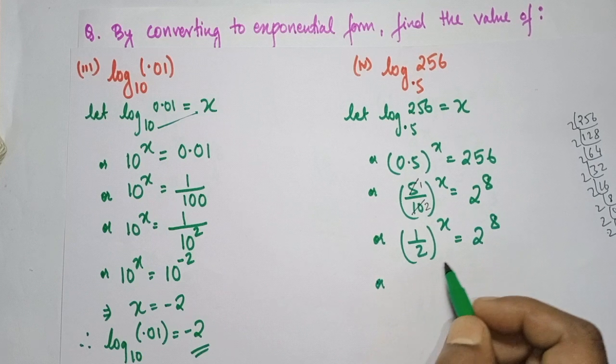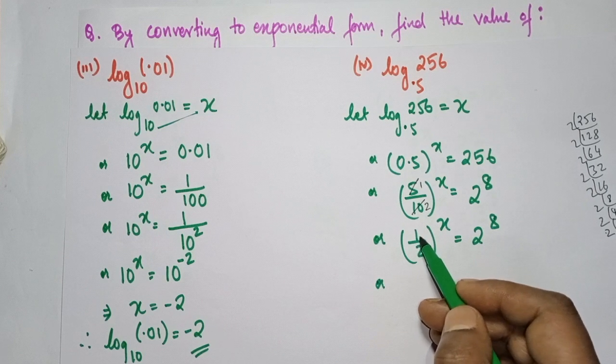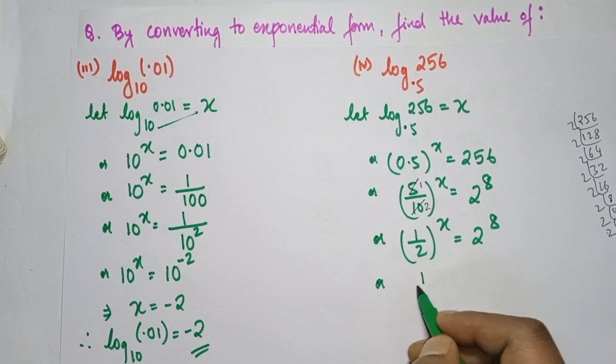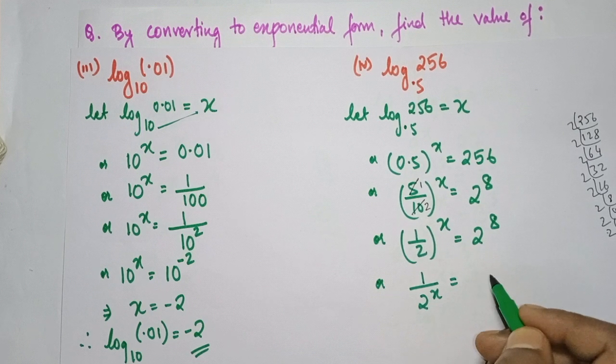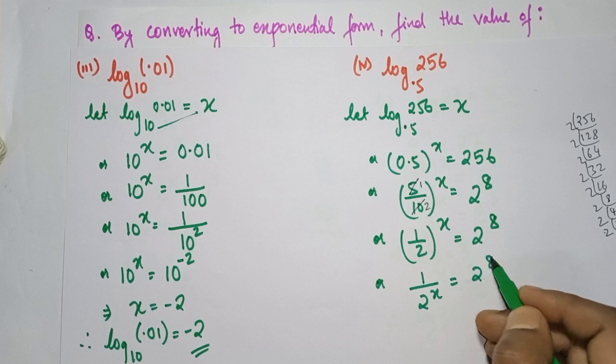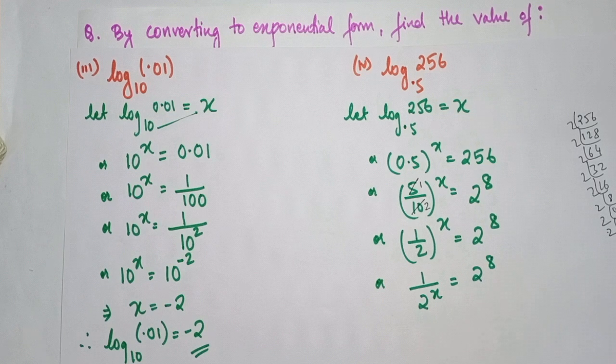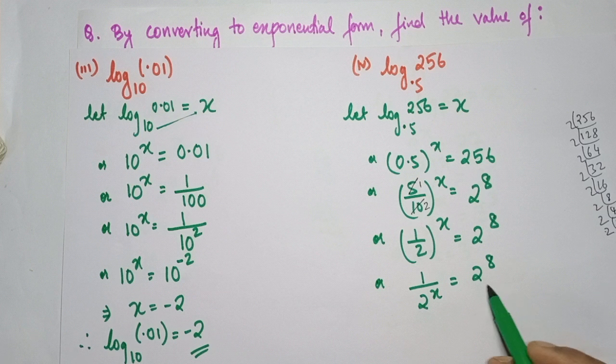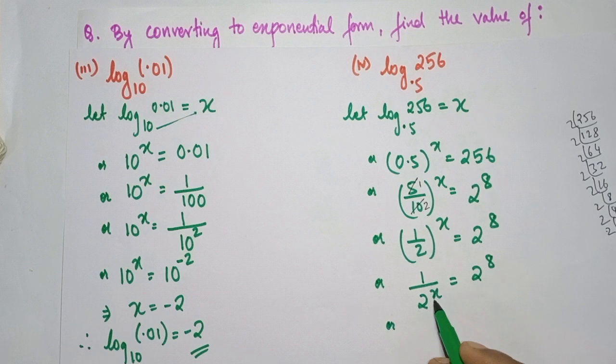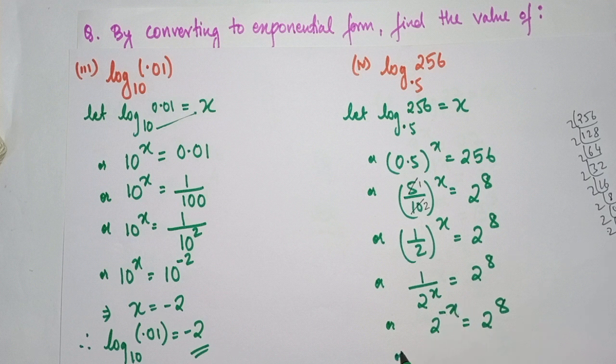So already I have told you that 1 to any power is 1 only. So 1 to the power x will be 1, but this will be 2 to the power x equals 2 to the power 8. Okay. Now since the 2 is in the denominator, I'll take it up. When I take this up, the positive sign will become negative. 2 to the power minus x equals 2 to the power 8. Now you can see the bases are same. That means the powers have to be same. That means what I'll get? Minus x equals 8.